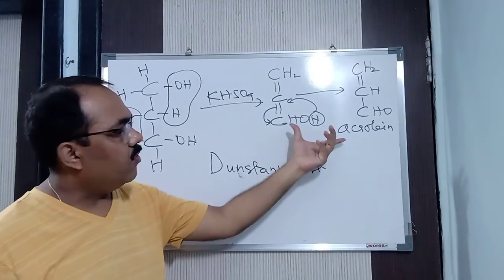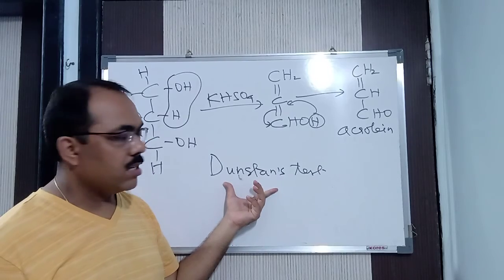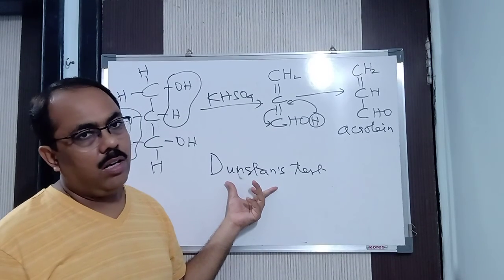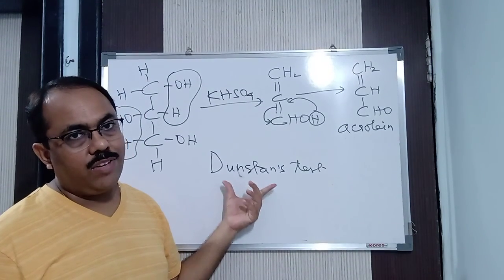So you got two tests. One is the acrolein test, another is Dunstan's test. So these two tests are tests for glycerol. Okay, so that's all we have from the glycerol chapter.